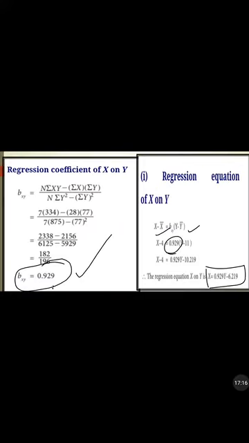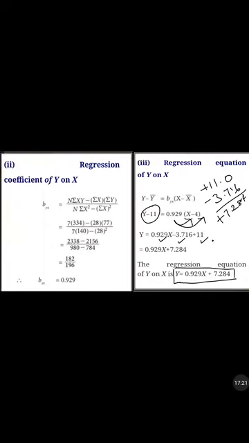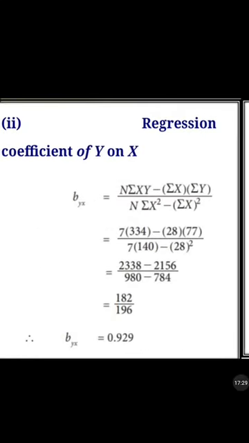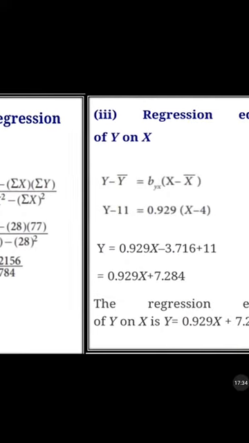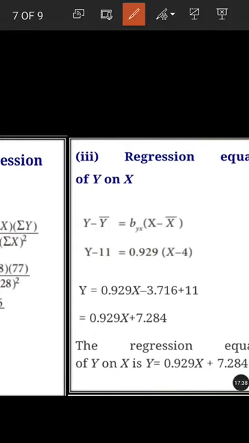Similarly we have to calculate it for the regression equation of y on x also. Here we calculate both. First we calculated the regression coefficient byx, and we take the byx value and substitute it in the equation, 0.929 substituted here, and then the final answer is here.